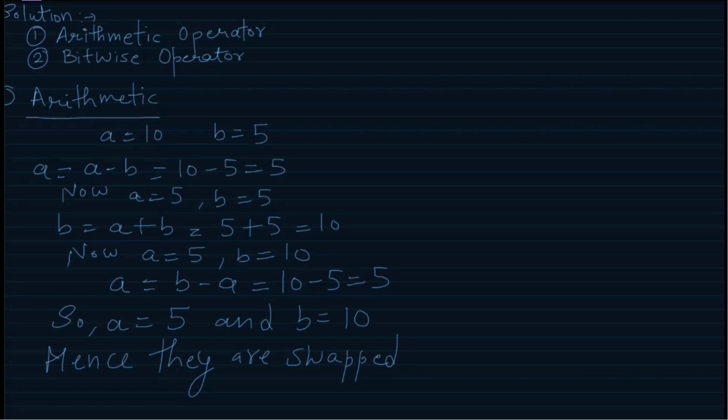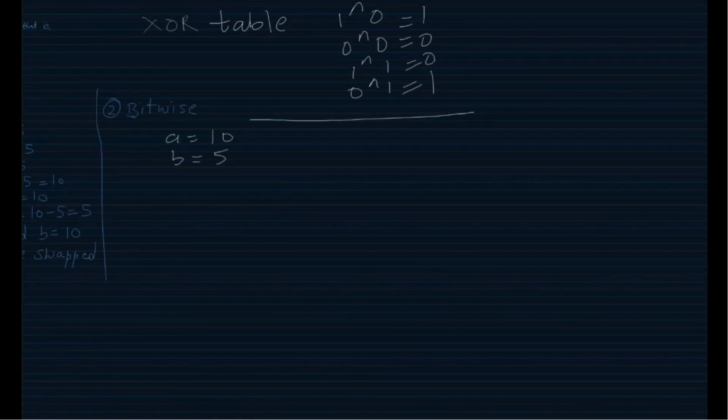Let's take a look at another approach using bitwise operator. In this approach we will use XOR. Let's take a look at the XOR truth table. So 1 XOR 0 is 1, 0 XOR 0 is 0, 1 XOR 1 is 0, and 0 XOR 1 is 1. Now let's take the same example, A equal to 10 and B equal to 5.